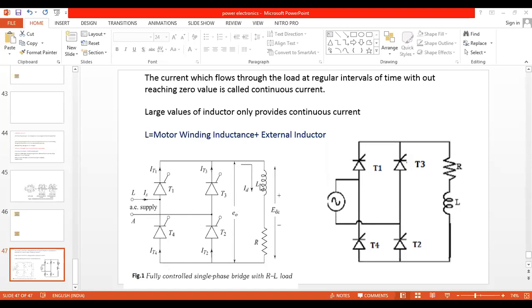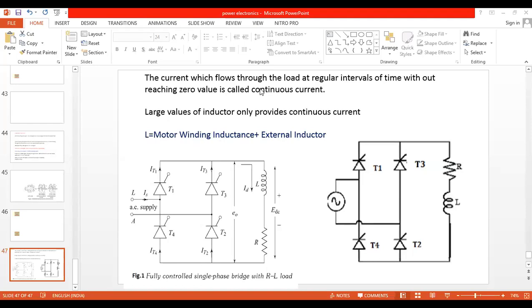Whenever we put L in the circuit, as you can see on the screen, L represents motor winding inductance. Inductive load means, let us take the example of a motor. Motor has armature winding and field winding. Those field and armature windings are represented by this particular inductor. Not only the winding inductance of the motor, L represents motor winding inductance plus external inductor.